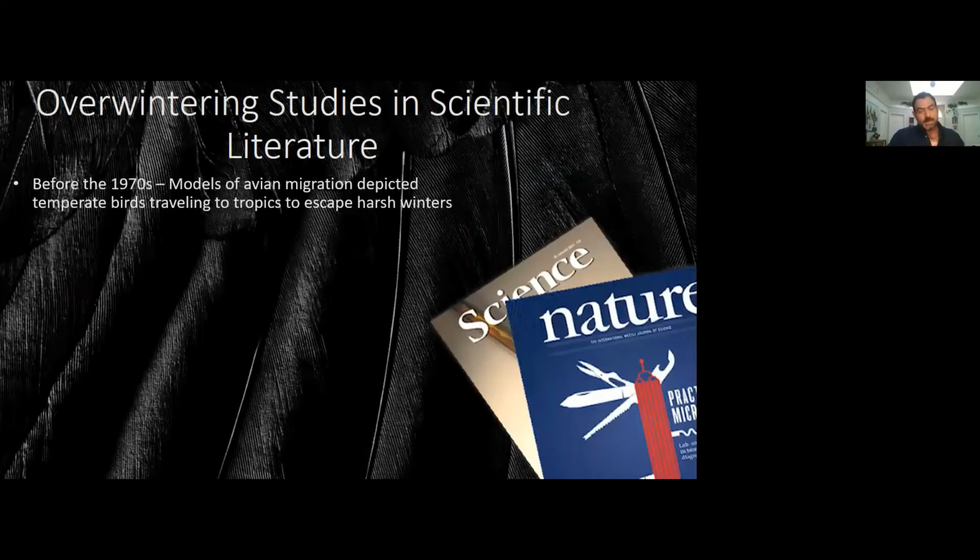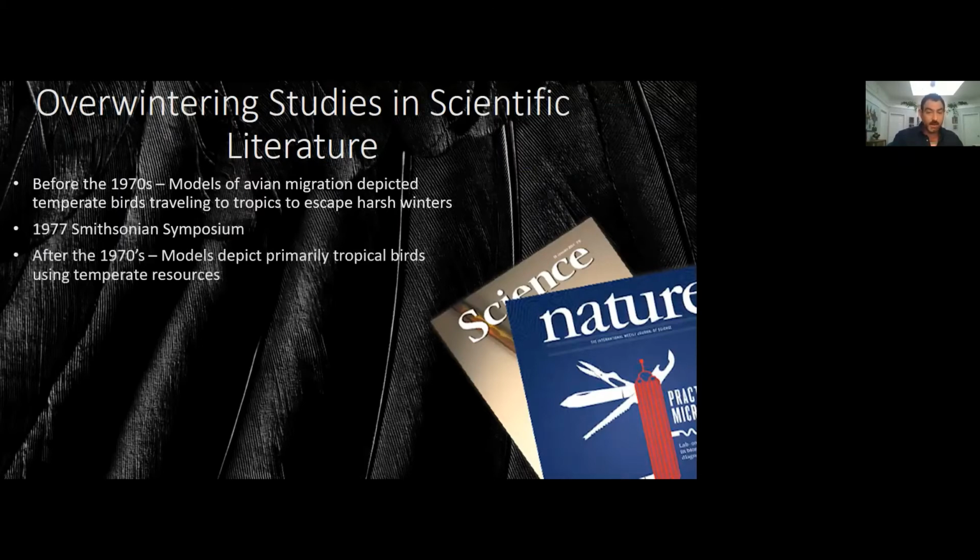So, as I alluded to, before the 1970s, most researchers depicted migrating birds as primarily temperate birds who are just traveling to the tropics to escape the harsh winters. And then there was this very influential Smithsonian symposium in 1977, which shifted the conversation. And after the 70s, the models depicted primarily tropical birds using temperate resources during those summer months to raise their family.